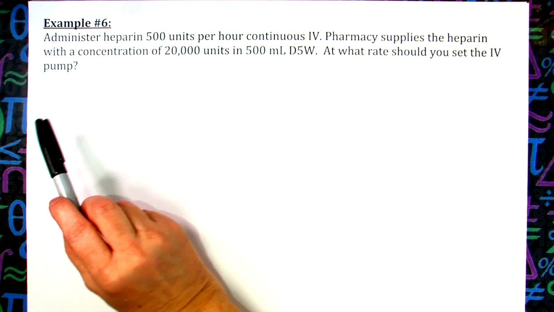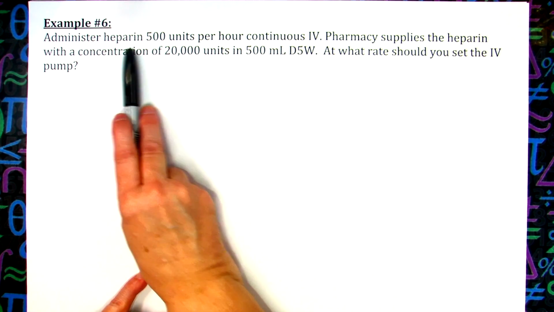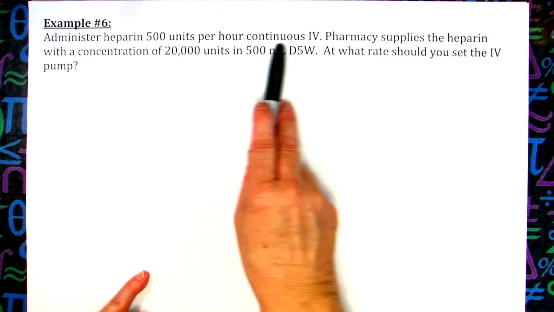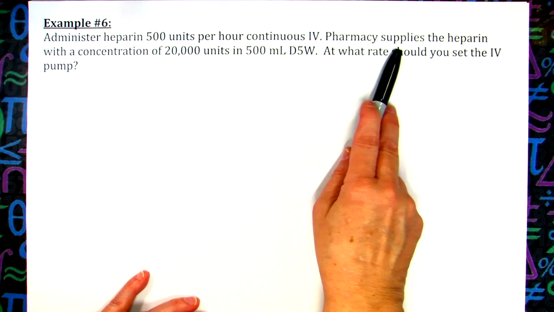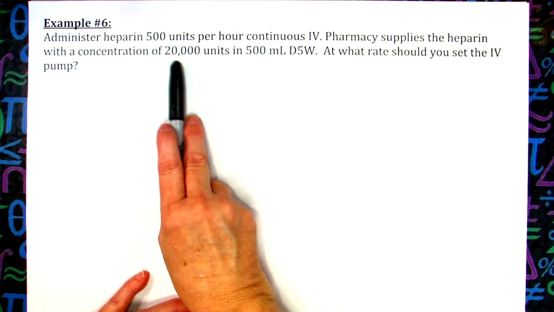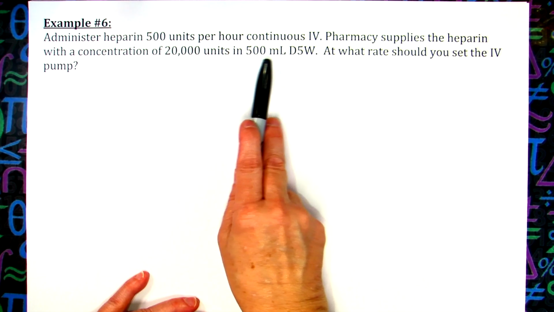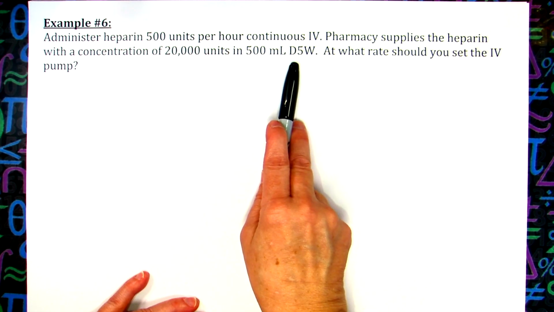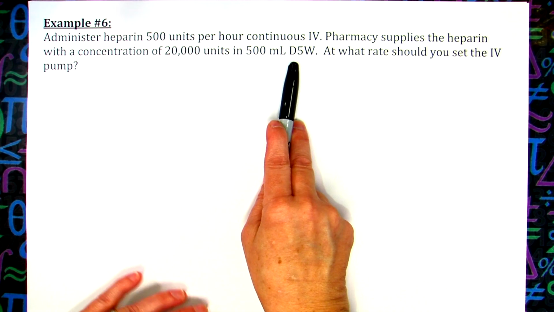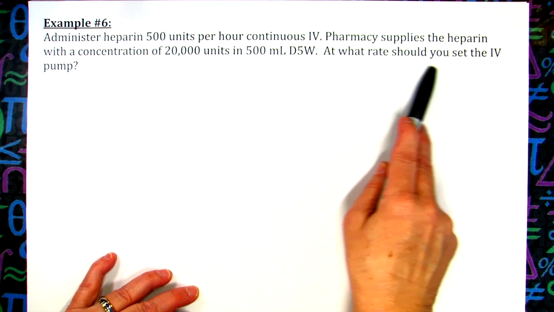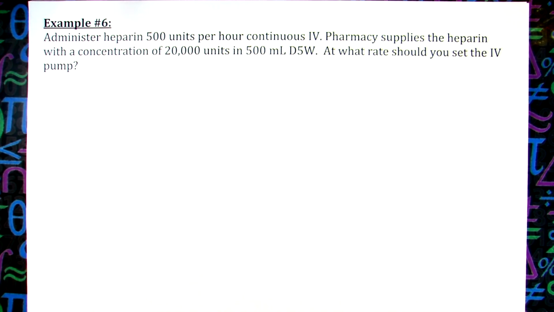For example 6, we're supposed to administer heparin 500 units per hour continuous IV. The pharmacy supplies the heparin with a concentration of 20,000 units in 500 milliliters D5W, dextrose 5% in water. At what rate should you set the IV pump? Okay, this is going to be pretty much the exact same thing as example 5.